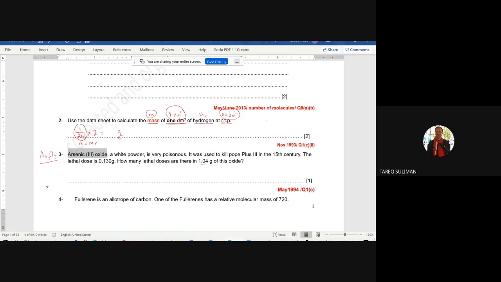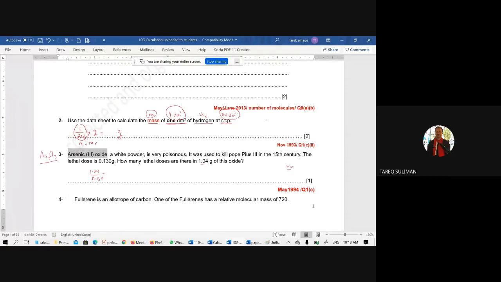If we divide the total mass by the mass for each one dose, Mr, we find how many doses. Do you remember when I divided Mr by Ar for carbon, for selenium, I found how many atoms are there in this mass. The same, we divide the total mass by the mass of every one dose: 0.130 grams, 1.40 grams, how many doses? Okay, clear?